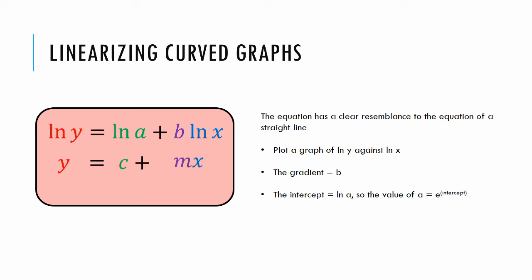If you look at that equation, it has a clear resemblance to the equation of a straight line. That ln y parameter is your y-axis, the ln a parameter is your intercept, b here is your gradient, and ln x is your x value. So if we plot a graph of ln y against ln x, we can expect to get a straight line. The gradient of that line is equal to b, and the intercept is equal to, in this case, ln a. So we can very easily calculate the value of our parameter a as the exponential of the intercept.